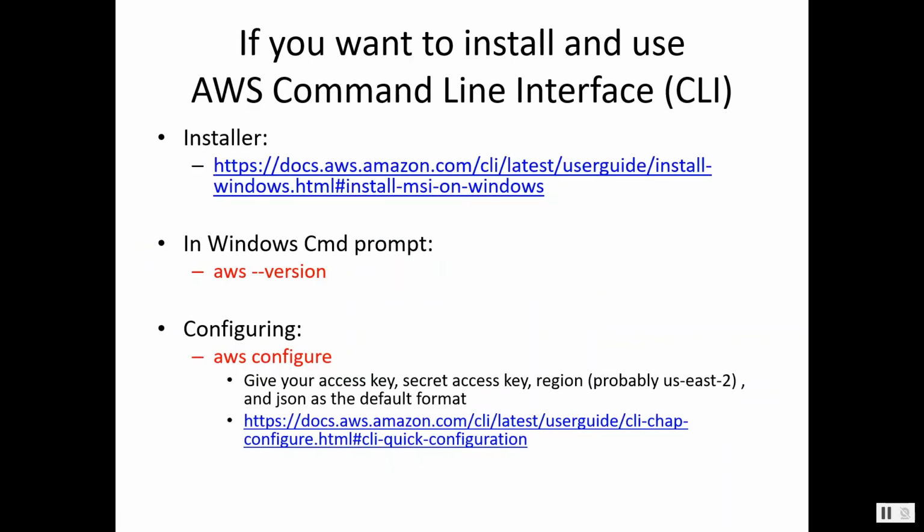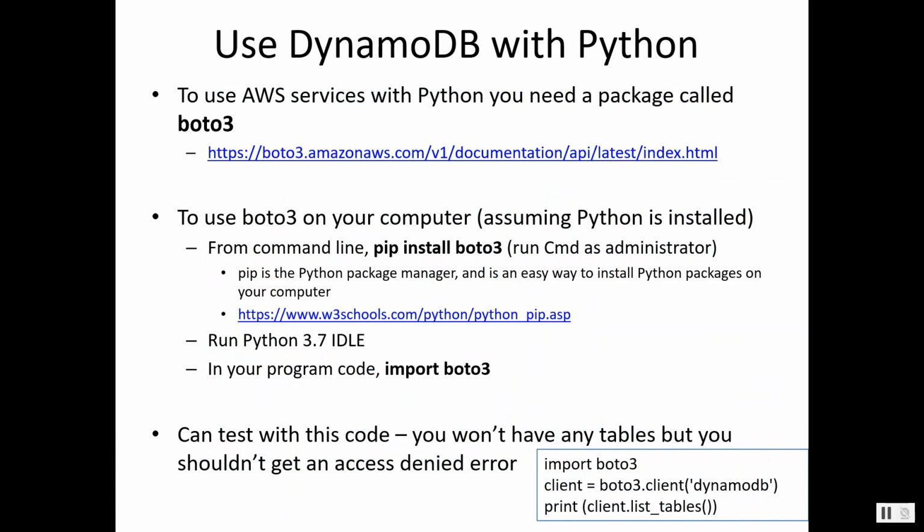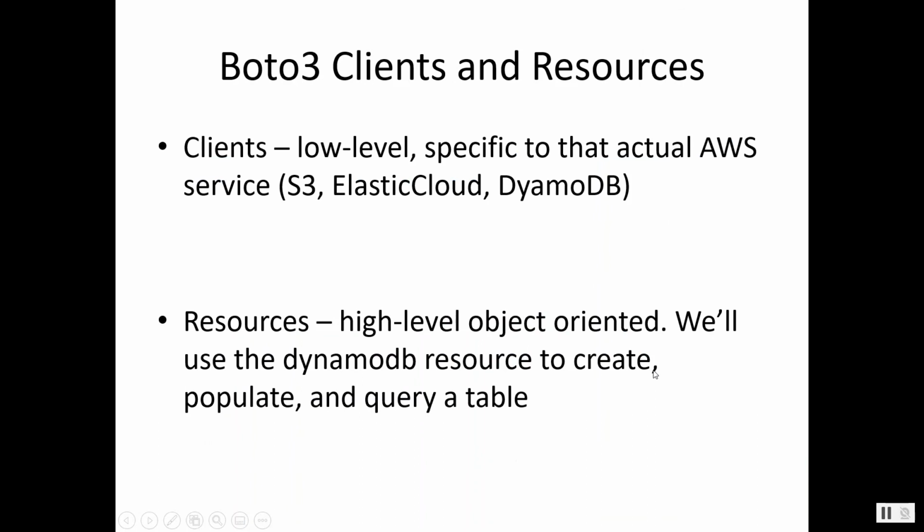We could be using the command line interface, but we don't really need to because I've given you the files. So this slide is unnecessary. And then in terms of using DynamoDB, we have to install this package called Boto3, and that's going to allow us to use a bunch of AWS services, not just DynamoDB, and import that package. And I already went through the process of showing you how to do those things.